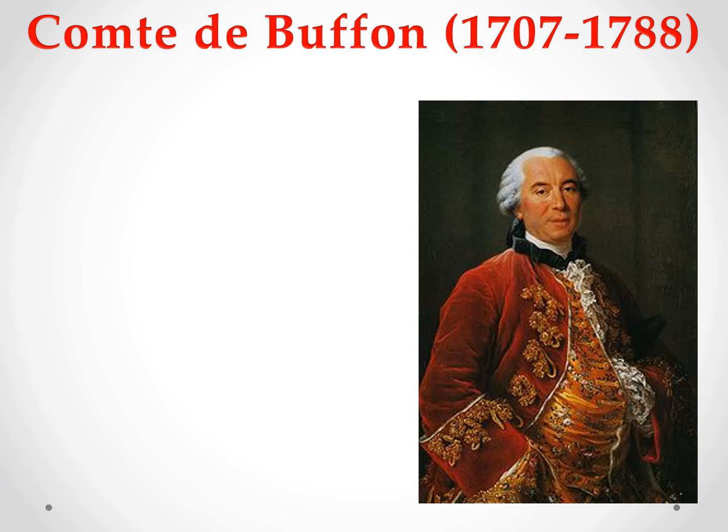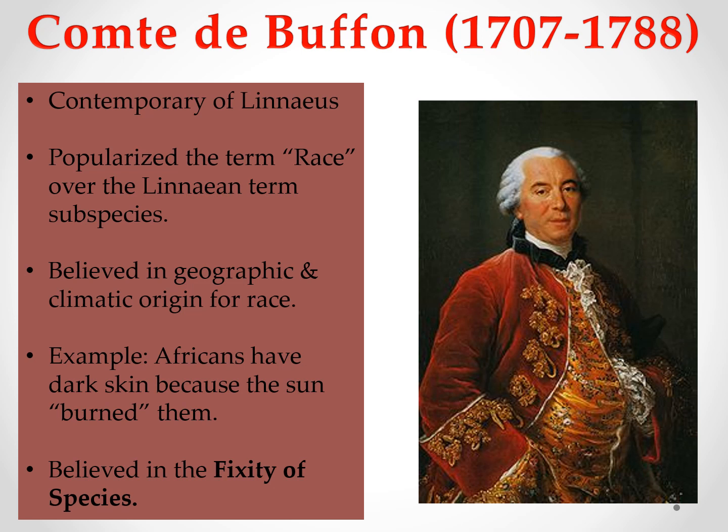And we have another contemporary of Linnaeus called Comte de Buffon, who tried to create his own classification system, but is actually more commonly remembered today for popularizing the term race in classifying humans over the Linnaean term subspecies. He's one of the first to believe in a geographic and climatic origin for race. For example, in his writings, he said that Africans had dark skin because the sun had burnt them, noting that in essence there was more sunlight in Africa than there was in Europe.